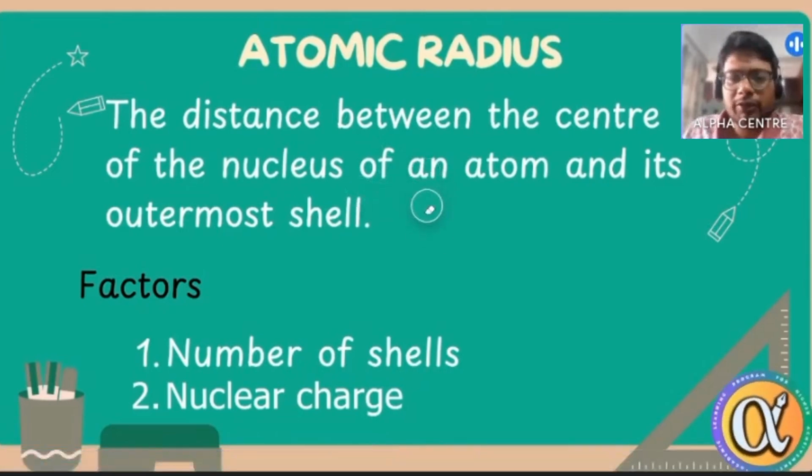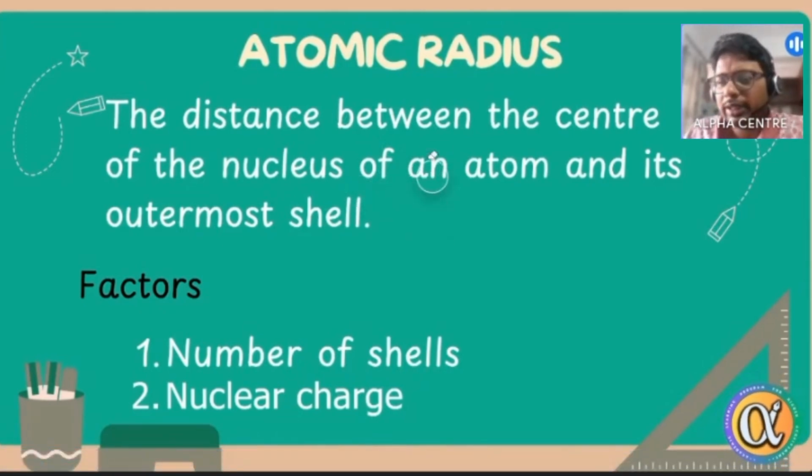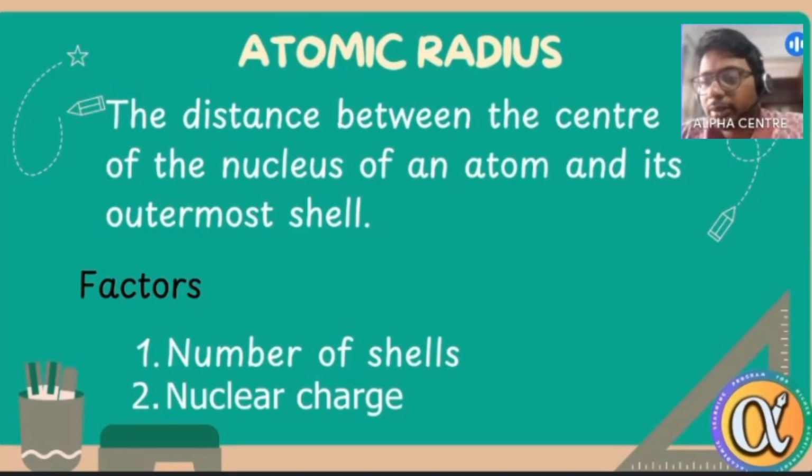So the distance between the center of the nucleus of an atom and its outermost shell is called atomic radius. What are the factors which are responsible for atomic radius?